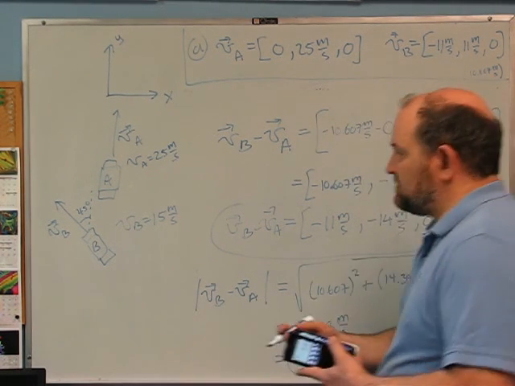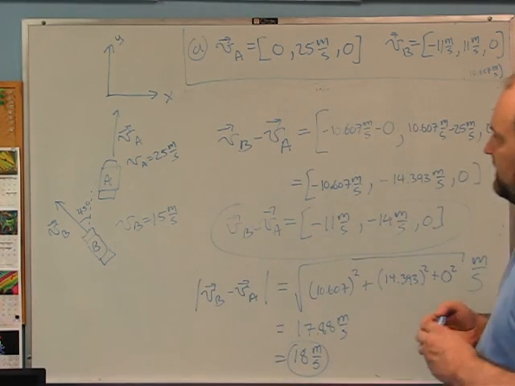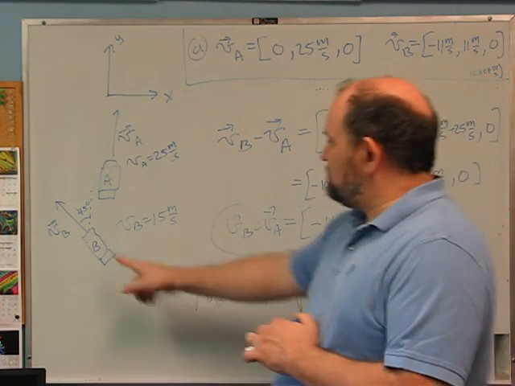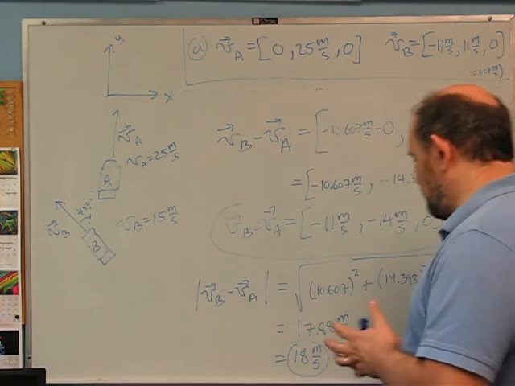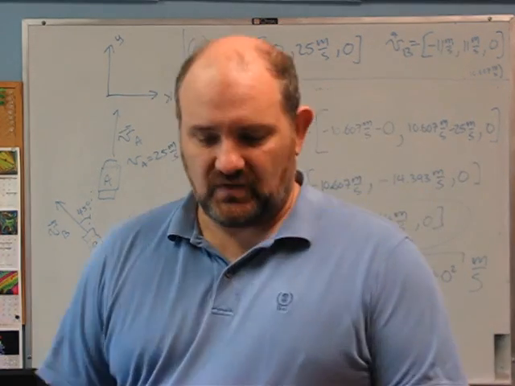That's the relative speed. So notice, it's not 25 minus 15, which would have been 10 meters per second. It's actually more than that, because these two things are not moving in the same direction. So their relative speed is 18 meters per second. So that's the first problem. All right, second problem.